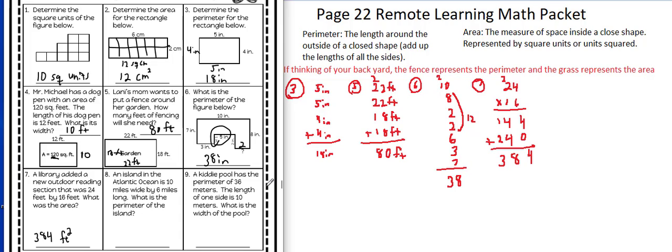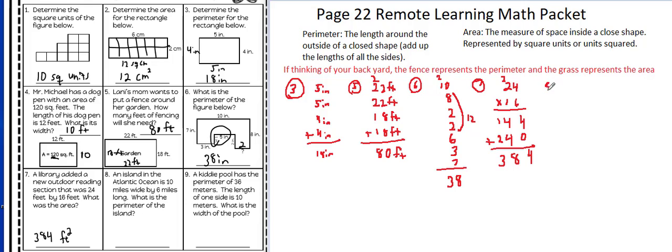All right, number 8. An island in the Atlantic Ocean is 10 miles wide by 6 miles long. What is the perimeter? All right, so here I'm going to start by drawing a picture. Okay, so it's 10 miles, right? And 6 miles. So that means I know that that's 6 miles and that's 10 miles. And I add up the 4 sides. All right, 10, 10, 6, 6.